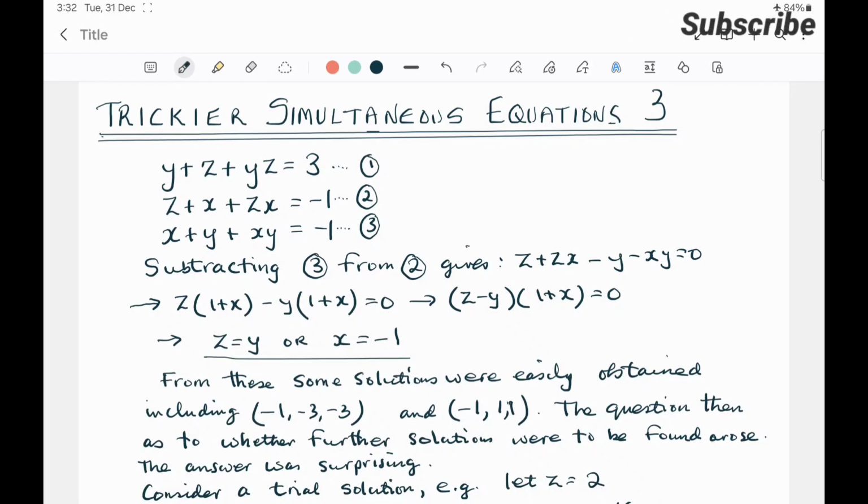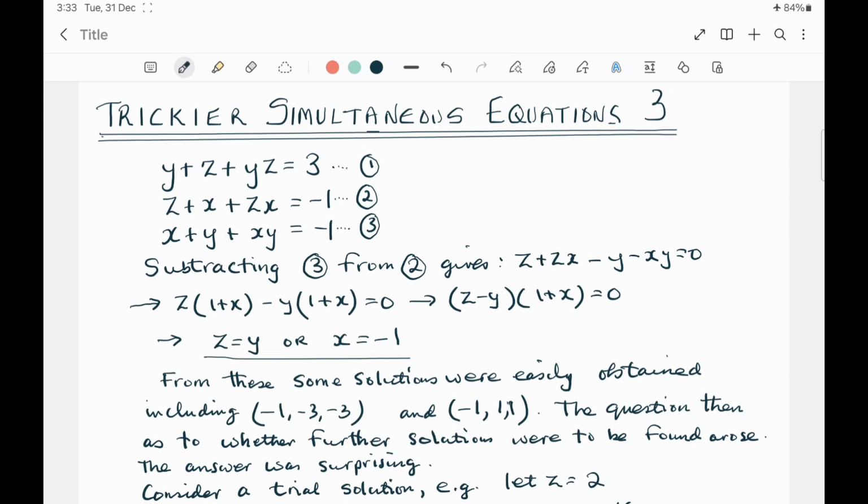Come now to the third of the tricky simultaneous equations, and here they are. y plus z plus yz equals 3, z plus x plus zx equals minus 1, and x plus y plus xy equals minus 1. So I'll tell you how I proceeded to do this.